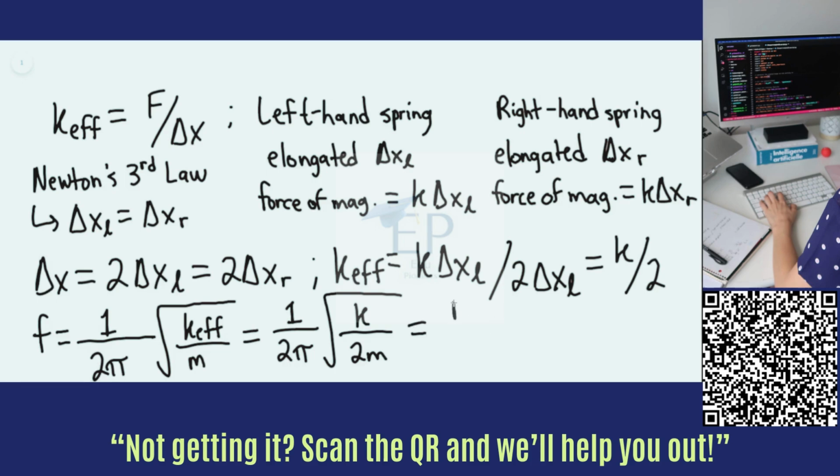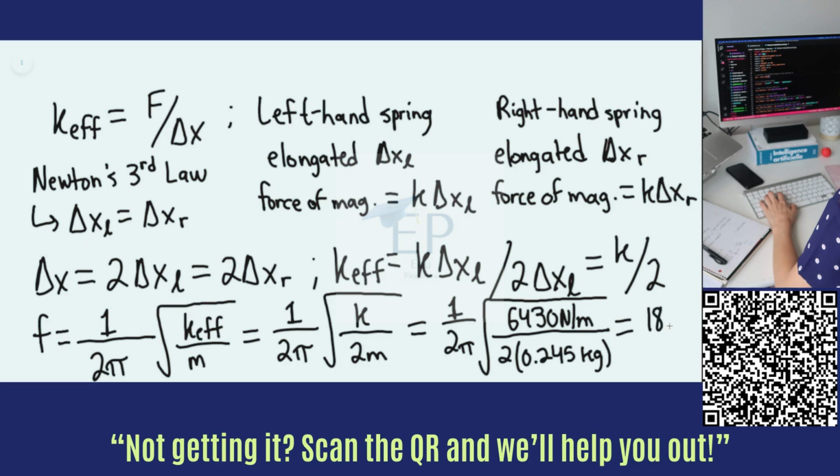So this would be equal to 1 over 2 pi multiplied by the square root of k, where k is 6,430 newtons per meter, divided by 2 times the mass of 0.245 kilograms. And we find that the frequency of oscillations is going to be 18.2 hertz. This would be our frequency. This would be our final answer.